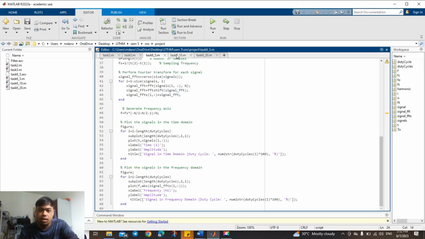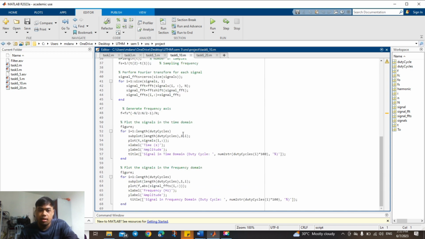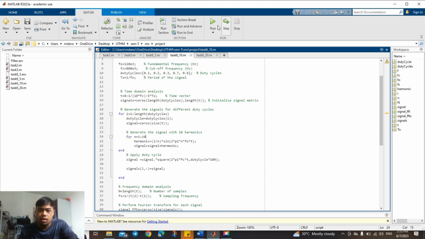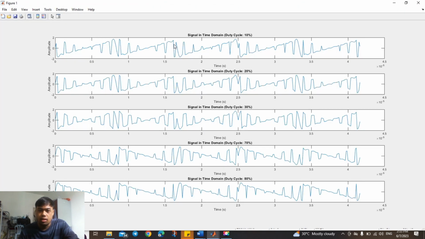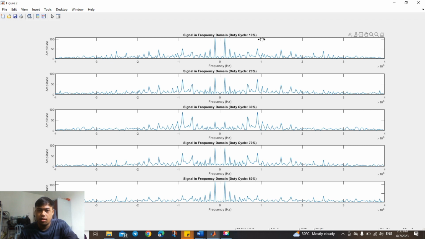And then for the 10 harmonics, the coding is the same, but we need to change it here into 10 because there are 10 harmonics. So just run. So we can see the time domain, 10%, 20%, 30%, 70%, and 80%. They are the duty cycles. And this one is the signal in frequency domain, 10%, 20%, 30%, 70%, and 80%. So this is my 10 harmonics coding.